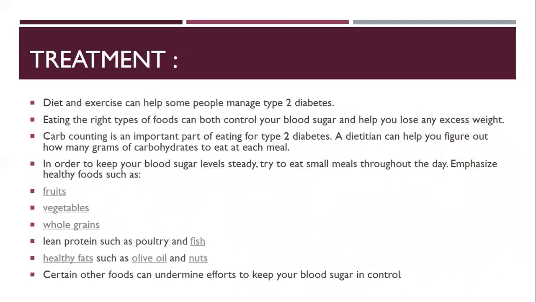As far as the treatment of diabetes is concerned, we can also control it by having a balanced diet. The diet must include vegetables, whole grains, and certain other foods which can control blood sugar. Regular exercise can also help in managing diabetes type 2.